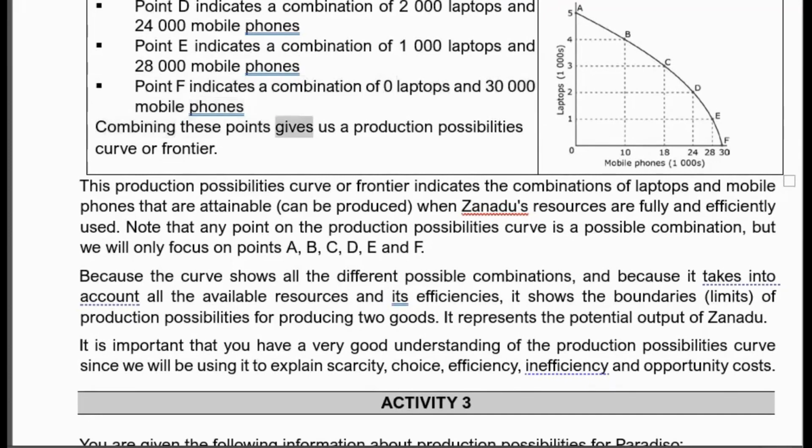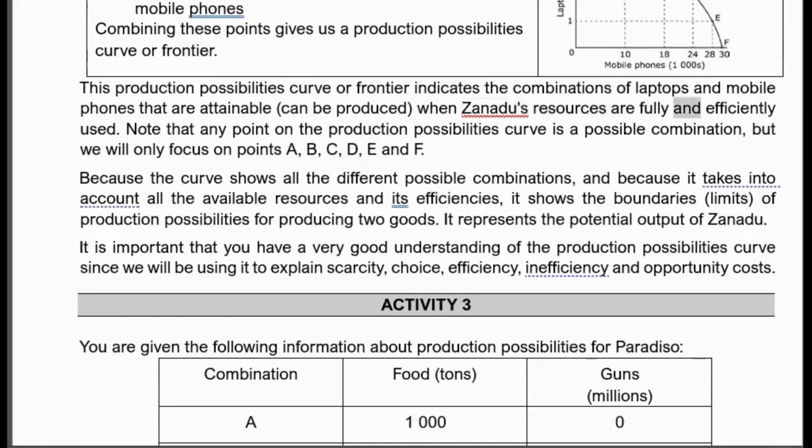Combining these points gives us a production possibilities curve or frontier. This production possibilities curve or frontier indicates the combinations of laptops and mobile phones that are attainable, can be produced, when Xanadu's resources are fully and efficiently used. Note that any point on the production possibilities curve is a possible combination, but we will only focus on points A, B, C, D, E and F.